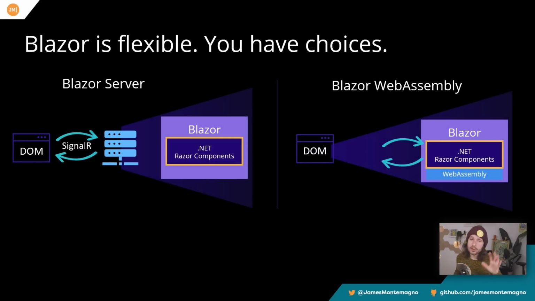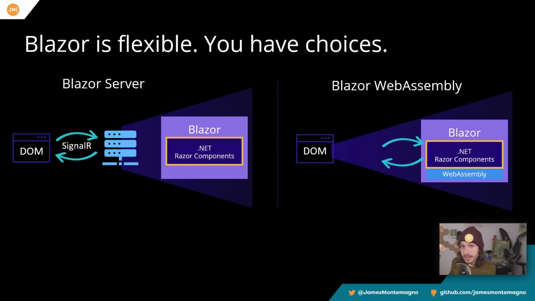Now what's cool here is you have a server model and a WebAssembly model. The server model essentially uses the server on the back end and a SignalR connection to update the DOM whenever the user interacts with the application. This gives you the power of the server, but does require a connection that is going to interact there to execute your C# code and send the DOM diff back down.